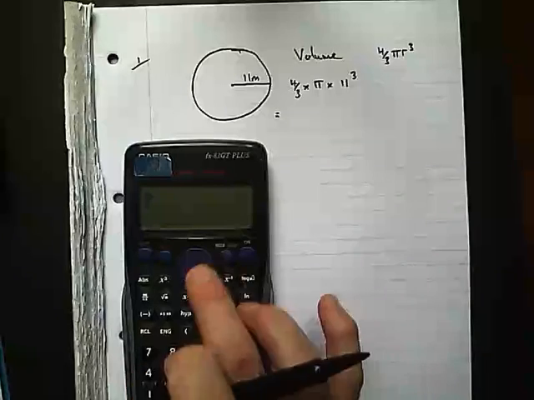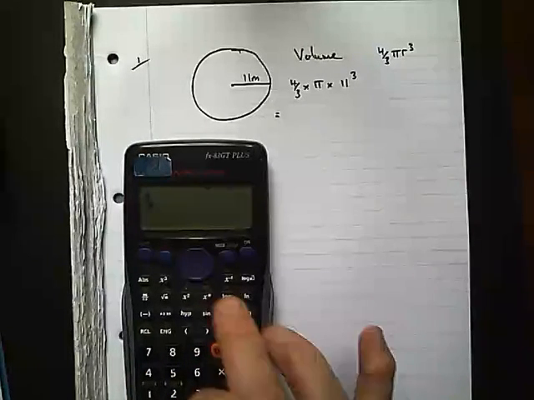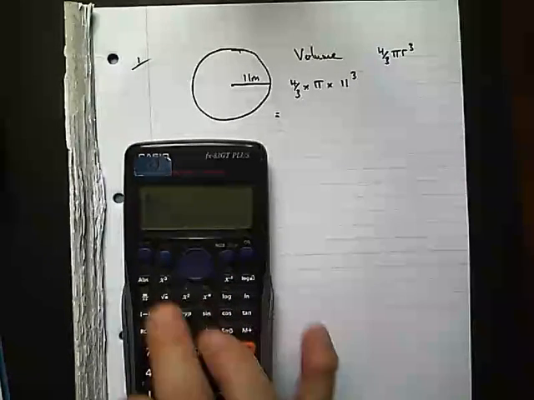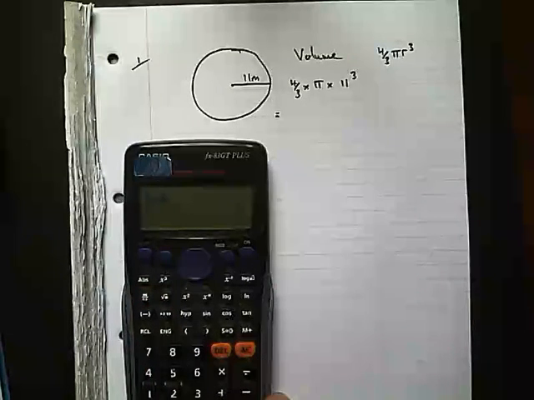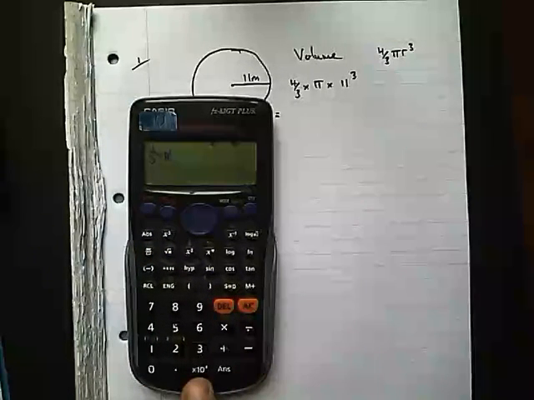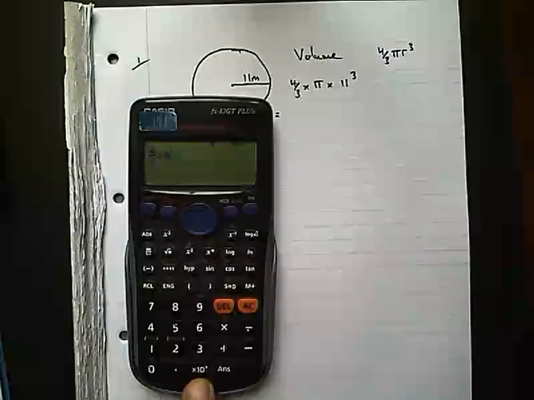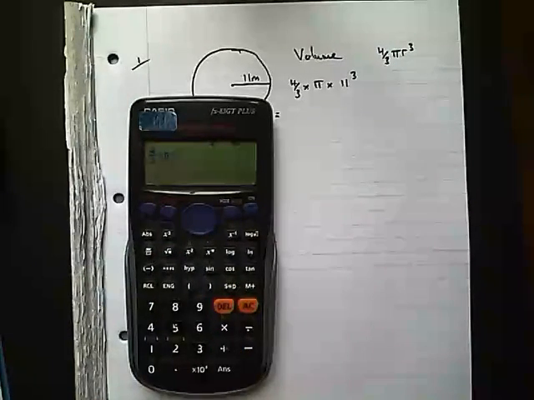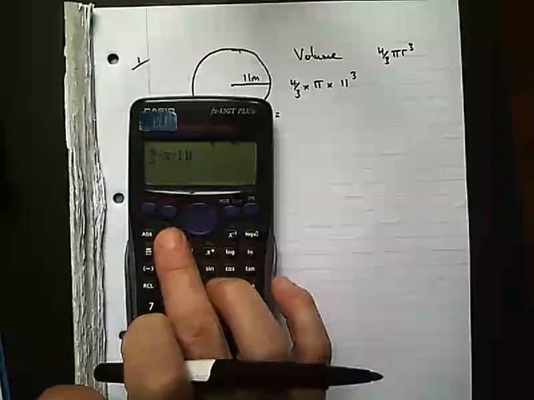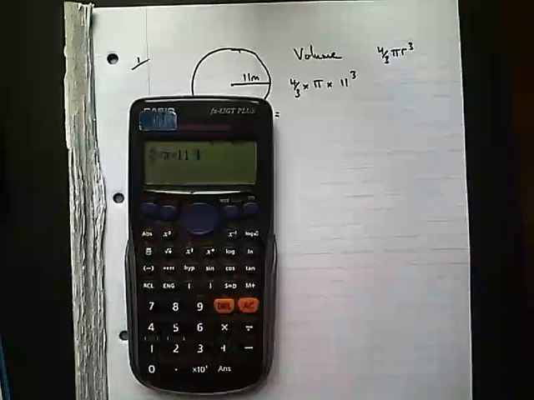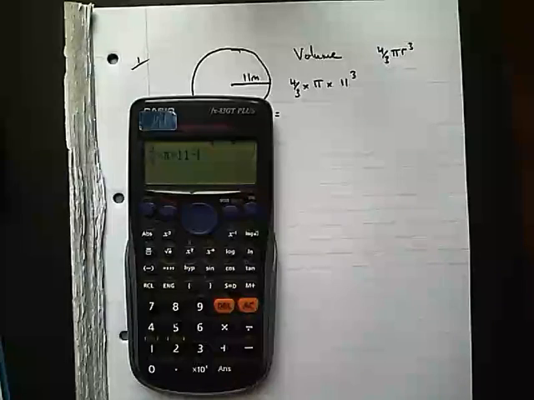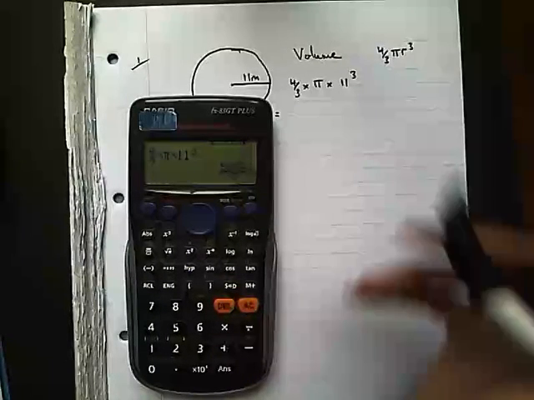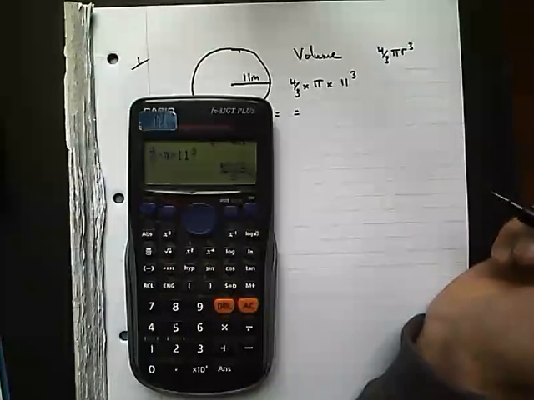4/3 times by pi, times by 11 cubed. The shift button is down here at the bottom, times 10 to the power of x when you press the shift button first, times by 11, and then we'll use the cubed button, and then we get an equal sign, and it actually gives us it in terms of pi.